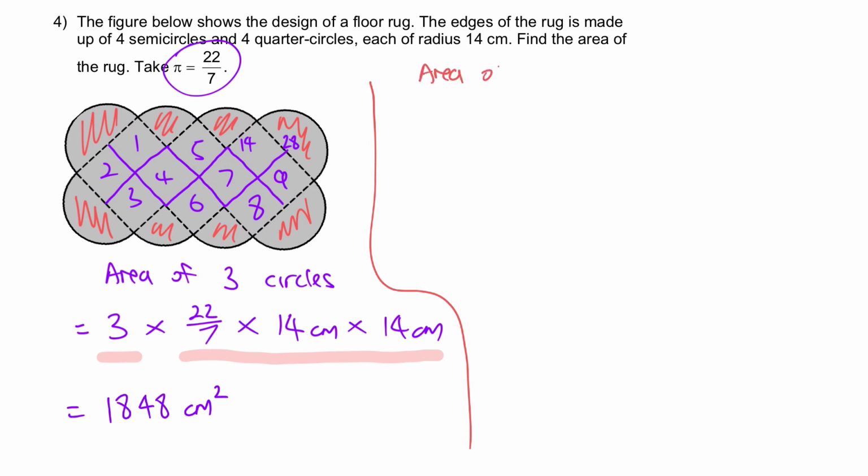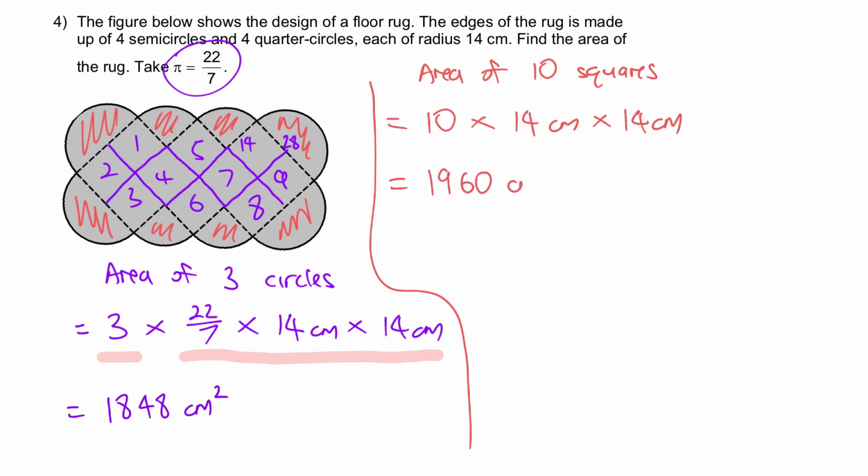Next, let's find out the area of the squares. Area of how many squares? We have 10 squares. So 10 times, what is the area of 1 square? 14 times 14. The answer is 1960 cm square.